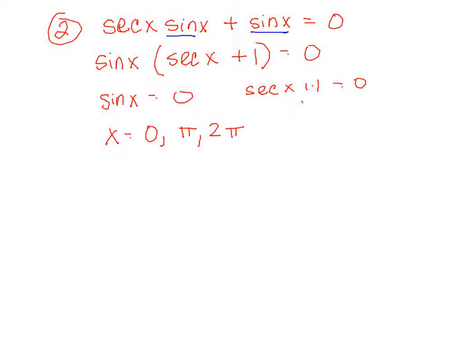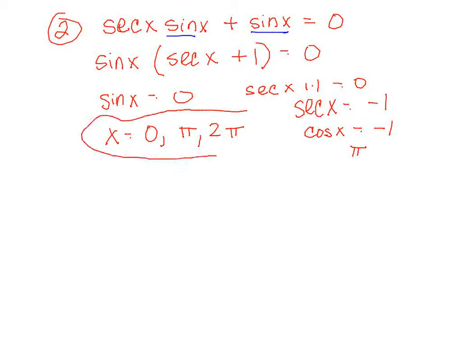Then we solve this. So here we're looking for, where is secant -1? Where is the reciprocal of the cosine -1? Well, the reciprocal of -1 is -1. So think about the unit circle. Where is the x value -1? That occurs at pi, but we already have pi listed, so these are our solutions.